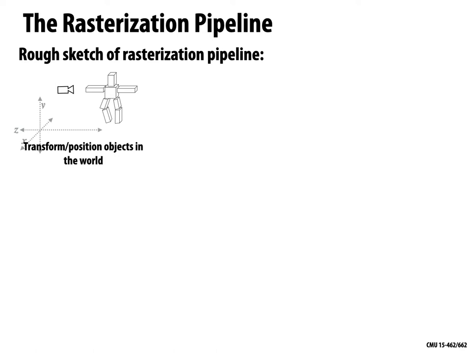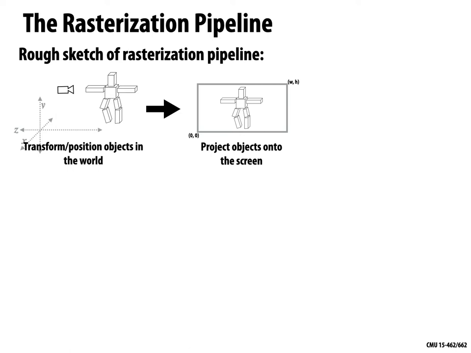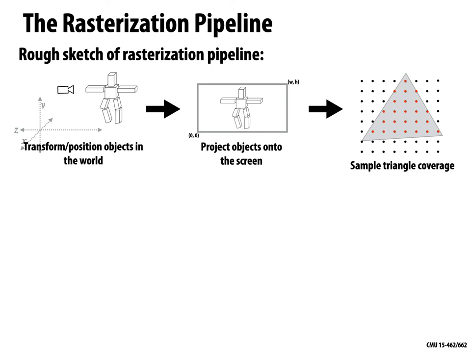We're then going to project those objects onto the two-dimensional screen. This is just like we did with our cube, right? We turn our three-dimensional coordinates into two-dimensional coordinates that we can draw. For each triangle, we're then going to sample the triangle coverage. We're going to see which pixels of the screen are covered by that triangle. That's what we'll talk a lot about today.